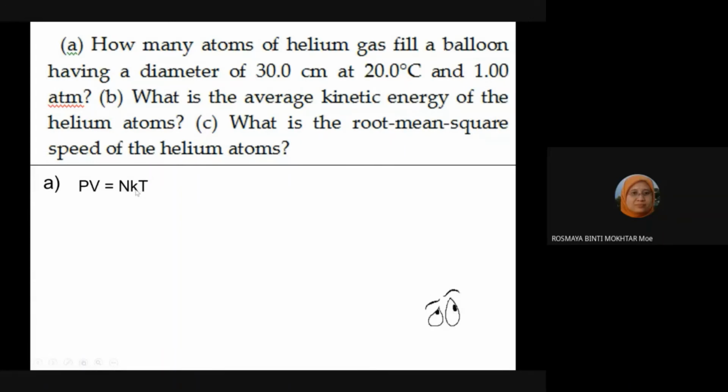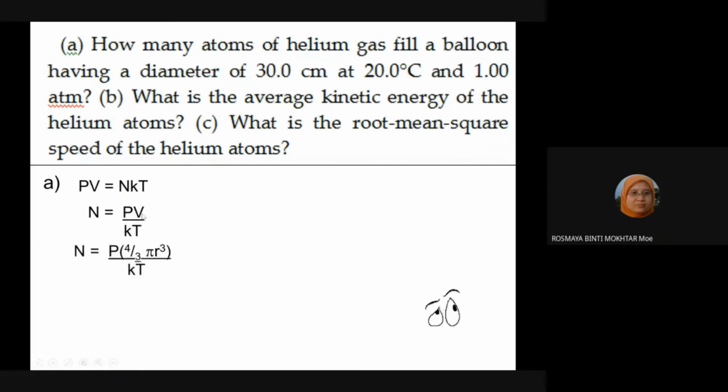K is the Boltzmann constant, and the temperature is 20.0 degrees Celsius, so convert to absolute temperature in Kelvin. That's why we use PV equals nKT. So we arrange the equation to get n equals PV per kT.